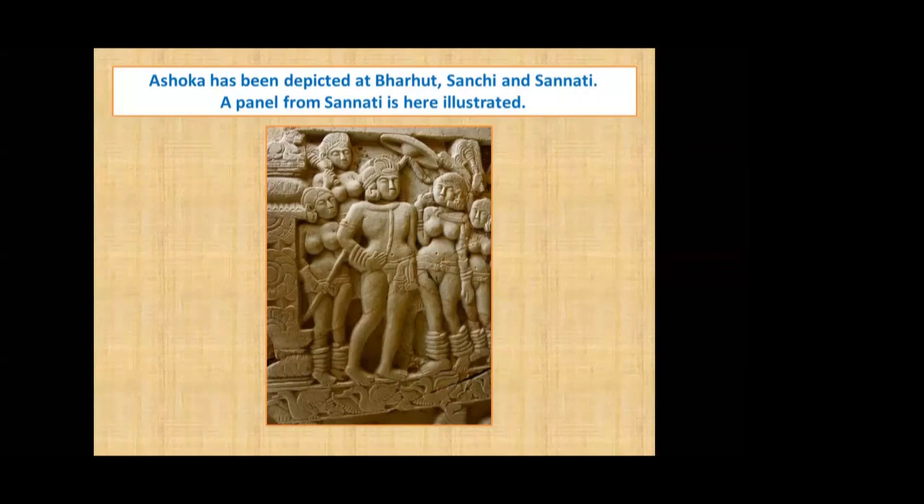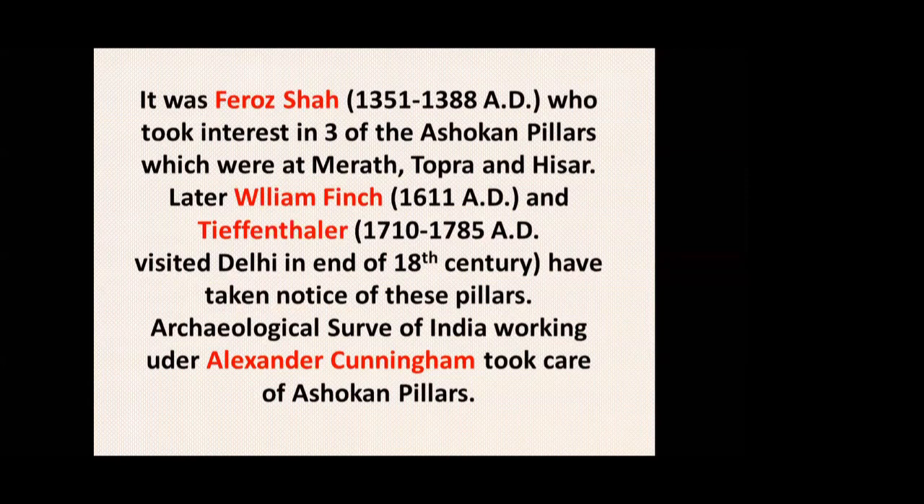Now you see how these inscriptions are Mauryan art. It attracted people. It was Firoz Shah. Just see, in the 14th century he was interested in three Ashokan pillars: one from Meerut, one from Ambala, and the third from Hisar. And in Hisar he constructed his palace, and a part of that is in Fatehabad. So these three he was interested in.